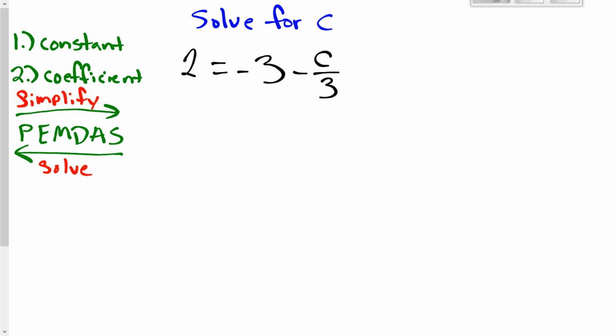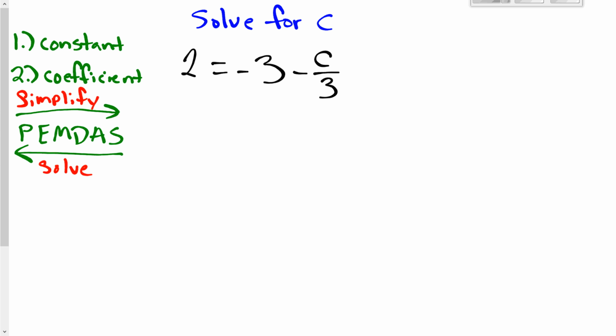All right, so here we have the equation: 2 equals negative 3 minus c divided by 3. There's a lot of negative signs here. We've got fractions with variables. Yeah, so this actually might scare off a lot of people up front. So what I want to show you is this: you don't need to be scared about this.